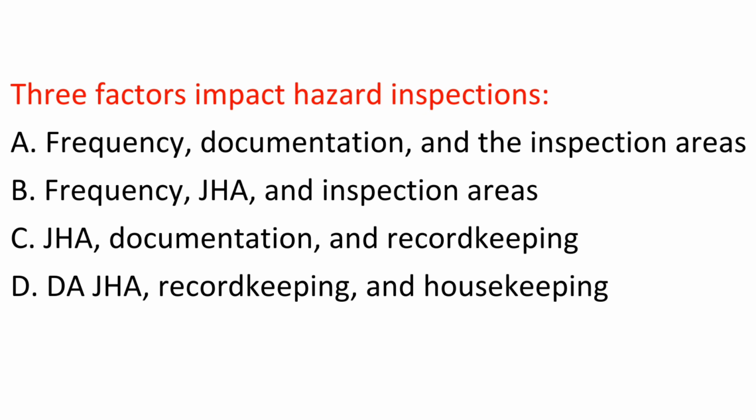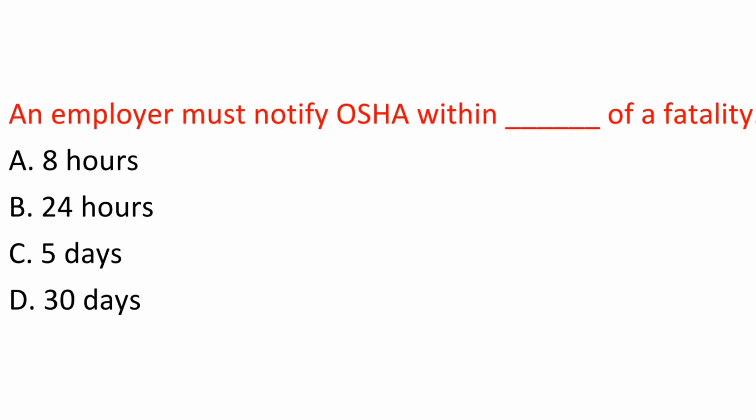Question. Three factors impact hazard inspections. A. Frequency, documentation, and the inspection areas. B. Frequency, JHA, and inspection areas. C. JHA, documentation, and record keeping. D. DAJHA, record keeping, and housekeeping. Answer. A. Frequency, documentation, and the inspection areas.